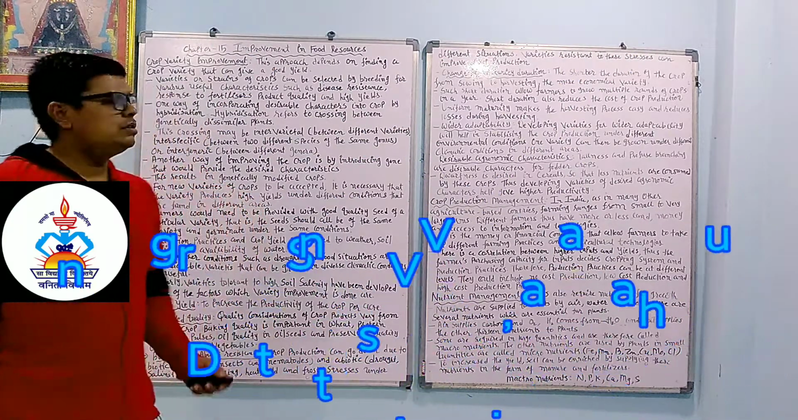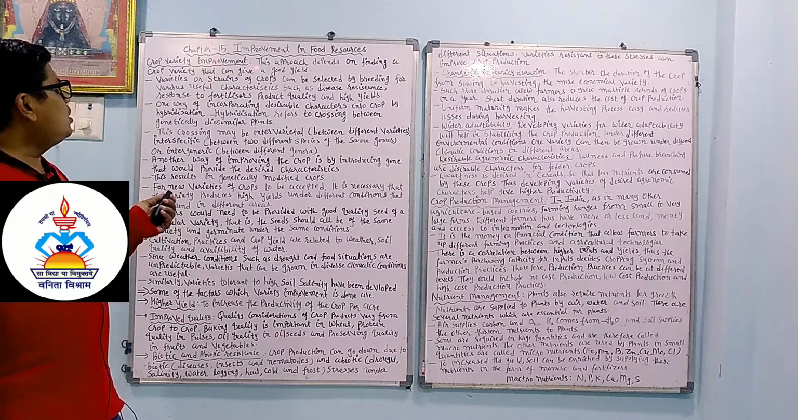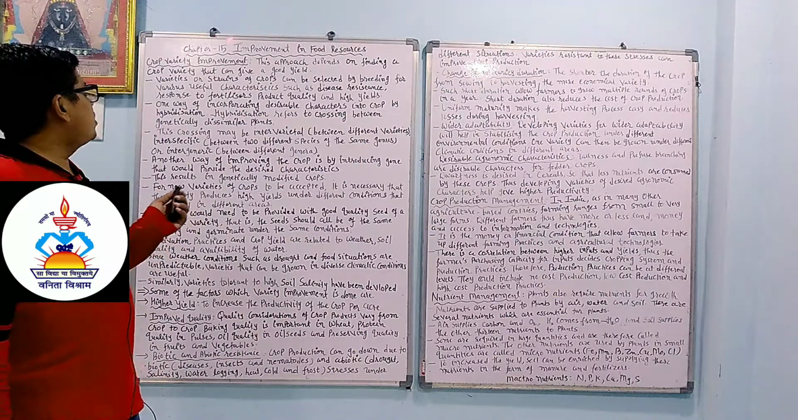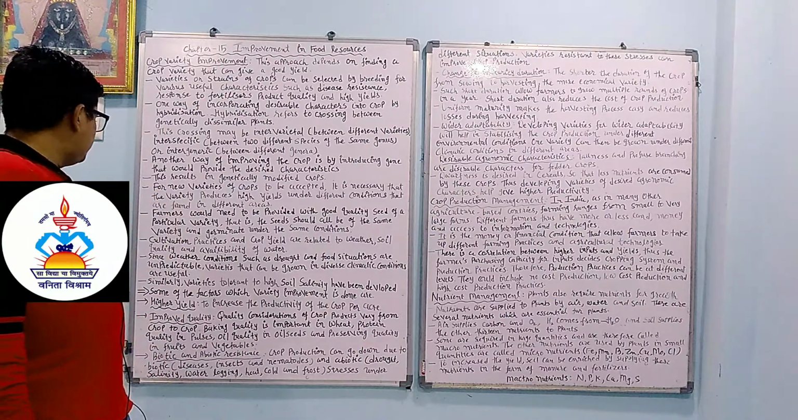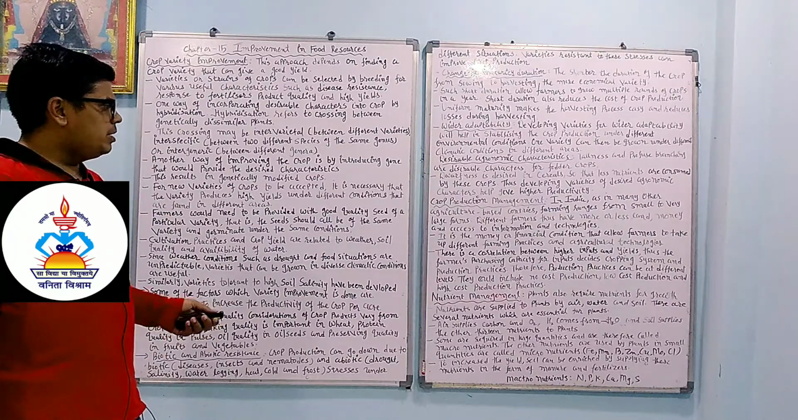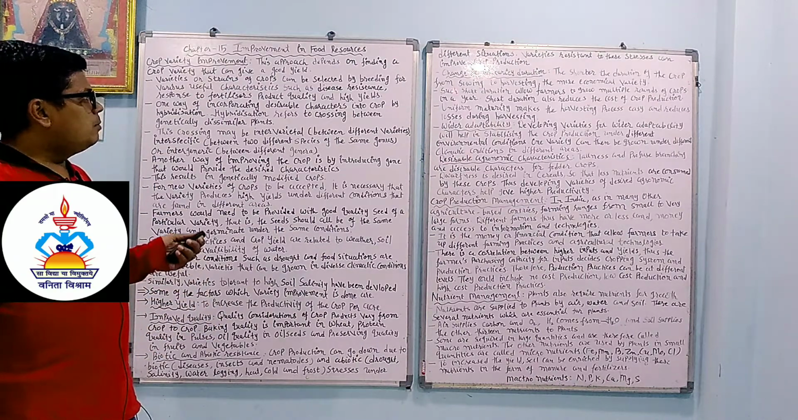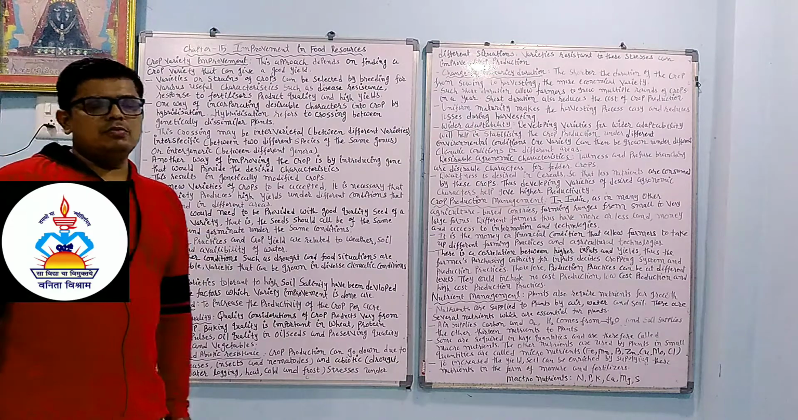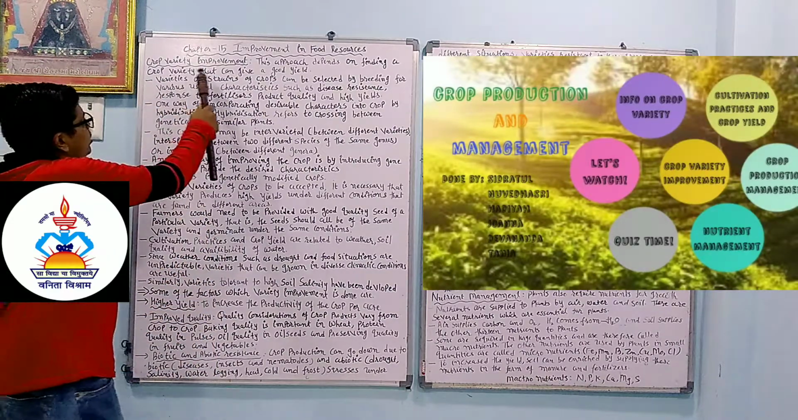Today we will start chapter number 15, improvement in food resources. In that we are going to start crop variety improvement. We are going to learn about nutrient management, as well as the change in maturity duration. So we will start crop variety improvement.